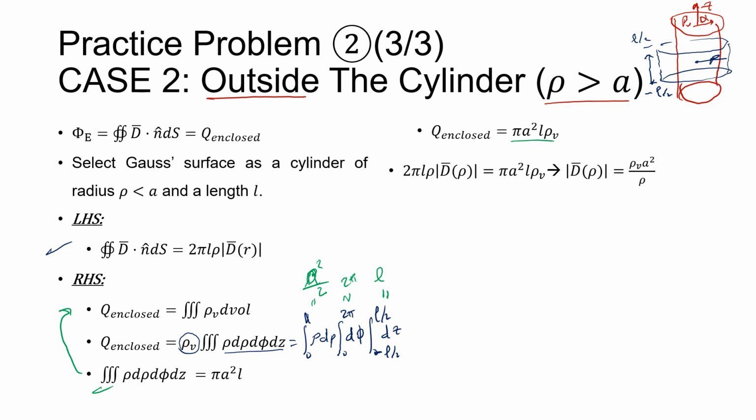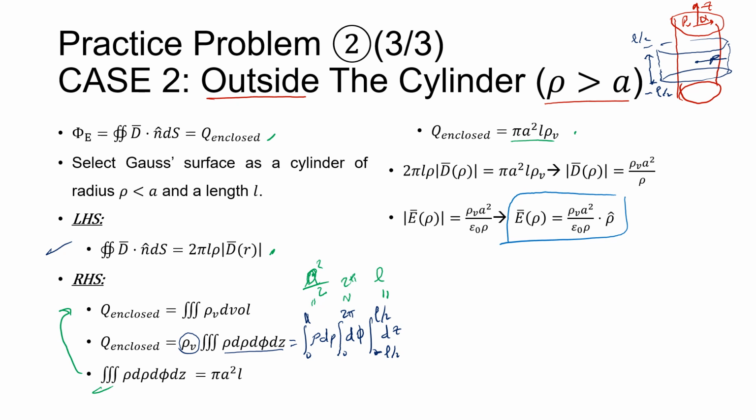Then we do the equation here. We equate the two results, this result and this result. Then by mathematical manipulation we get D. Finally, we get the value of E as a function of rho, which is rho v a squared over 2 epsilon naught rho times a rho.